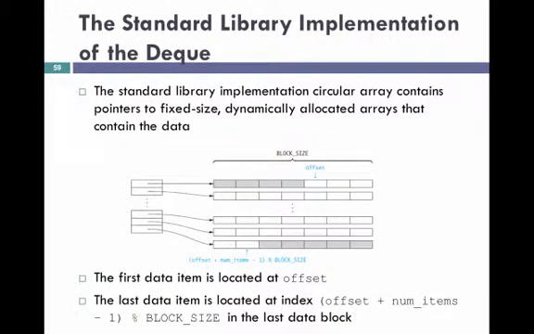Now, the standard library is a bit more complicated than the circular array that we saw for a deque. In the standard library, we have a circular array that's an array of pointers to blocks of data that contain a set of items in our deque. So the first data item is located at offset within a given block. And the last data item is located at the index offset plus num items minus 1, mod the block size.